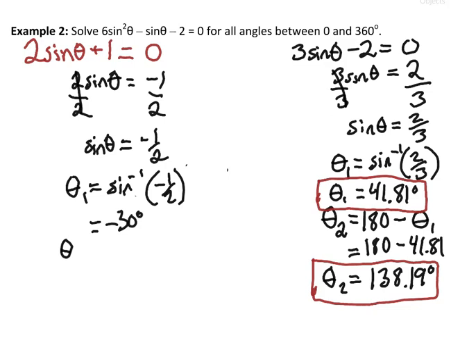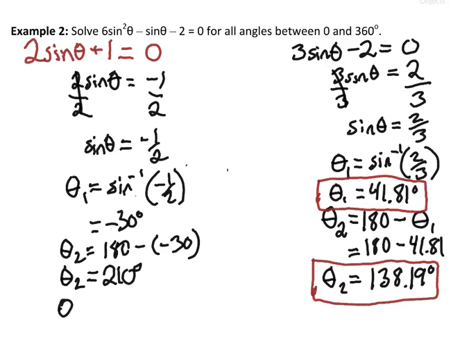So theta 2, we get it by doing 180 minus our theta 1. So minus the negative 30. Watch out for the sign there, right? You are subtracting the negative, which is the same as adding. So 180 plus 30 is 210 degrees, and that's one of your answers there.